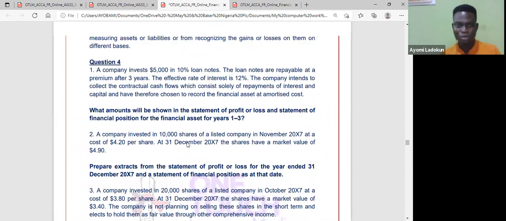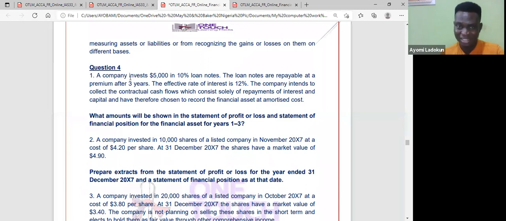So let's look at this question. The company invests $5,000 in 10% loan notes. The loan notes are repayable at a premium after 3 years. The effective interest rate is 12%. The company intends to collect cash flows, which consist solely of the principal and the interest, and is therefore choosing to record the financial asset at amortized cost.